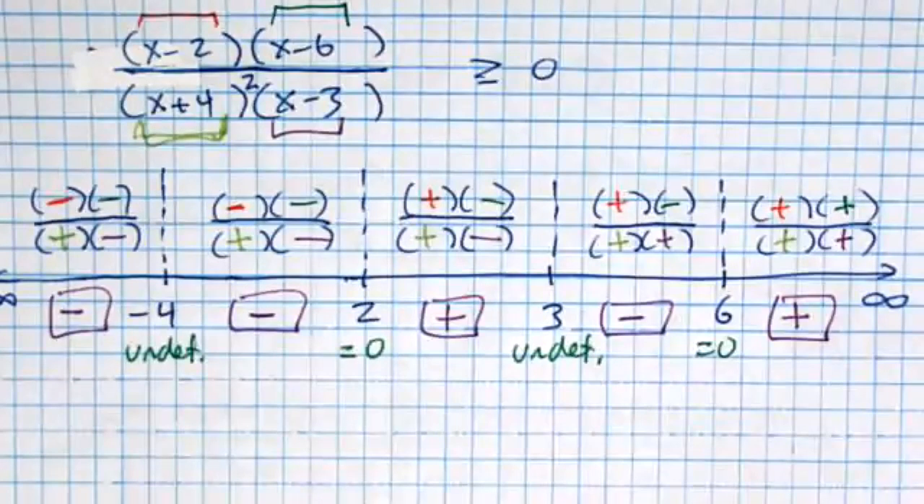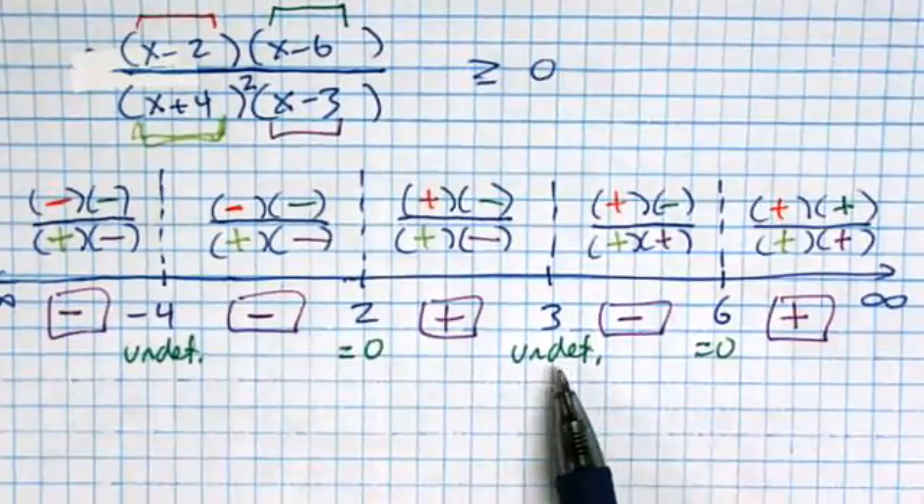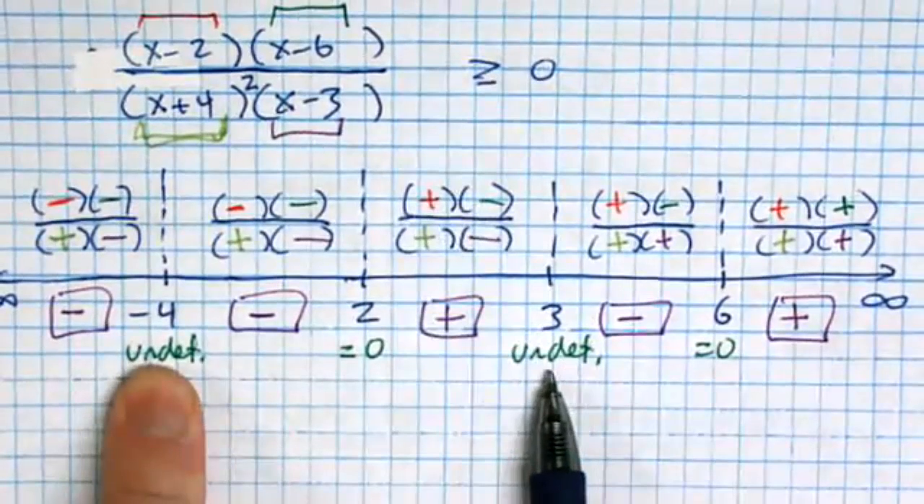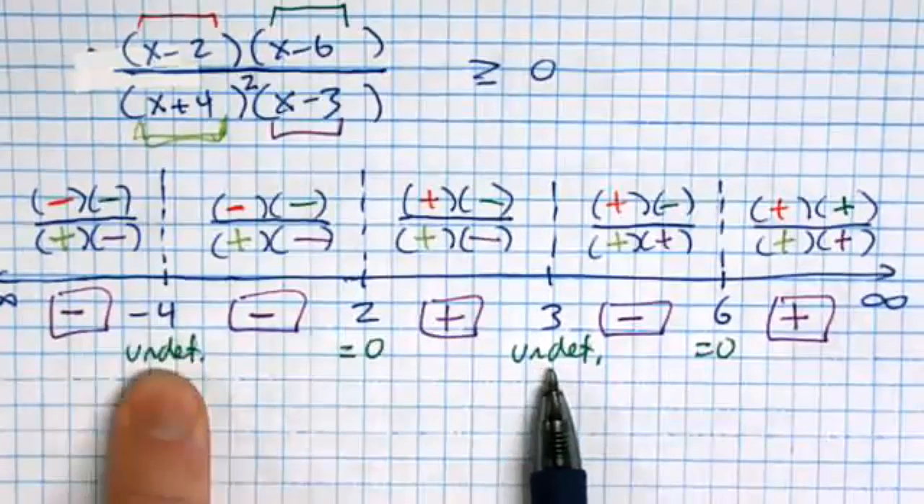All right, questions about our sign chart there? Basically the same thing, right? You got to be extra careful when you go beyond this because of the undefined. So no matter what this symbol is, you're never going to include negative 4 or 3 in your solution. Never, ever, ever. Whether it's greater than or less than or greater than or equal to or less than or equal to, negative 4 and 3 are not going to be included. If they end up in one of your regions, they're going to end up with a parenthesis around them.